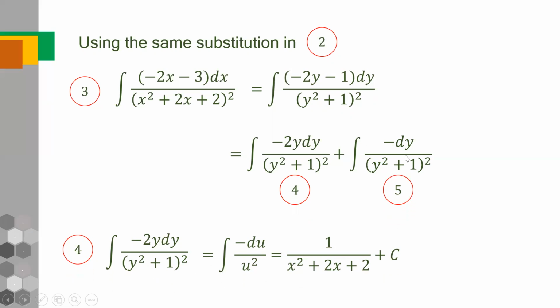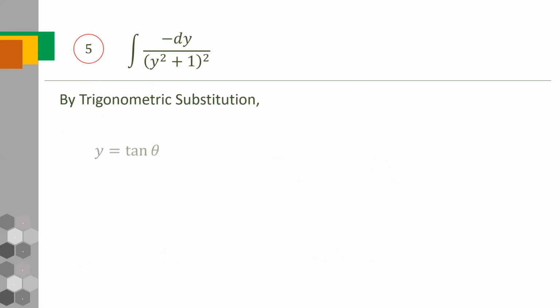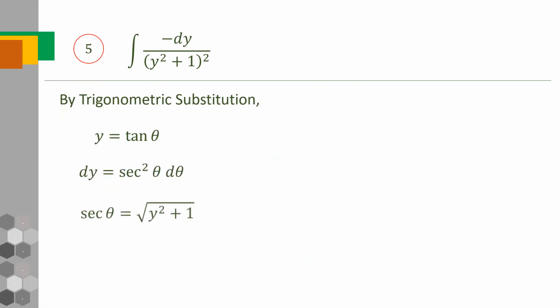Now for the last one, which is the integral of negative dy over (y squared plus 1) quantity squared, we have to do the trigonometric substitution. That is, we use the tan and the secant. So here we equate y to tan theta. So differentiate both sides. That means your dy is secant squared theta d theta. So here your dy will be replaced with secant squared theta d theta. Now for the square root of y squared plus 1, we equate this with secant theta.